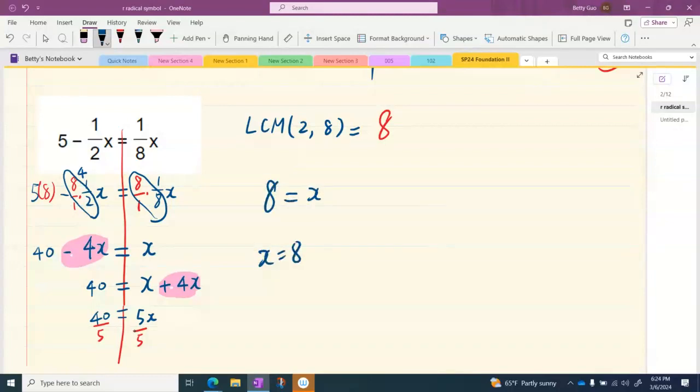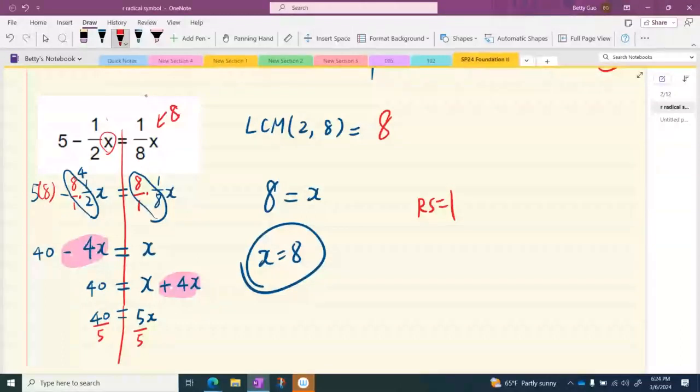X equals 8. And we can always double check it by plugging in. If we plug in x equals 8 here, on the right side we have 1. On the left side, with x equals 8, multiplying by half is the same as dividing by 2. 8 divided by 2 is 4. 5 minus 4 is 1 as well. So the left side is 1 as well.